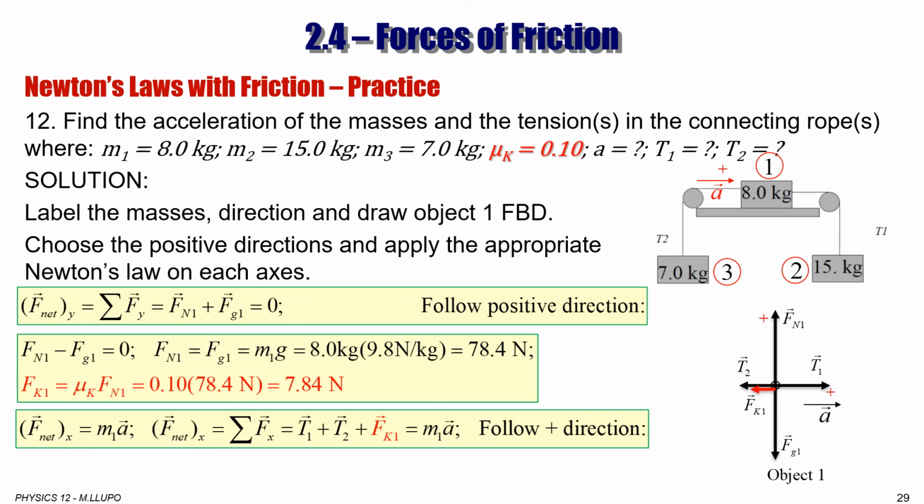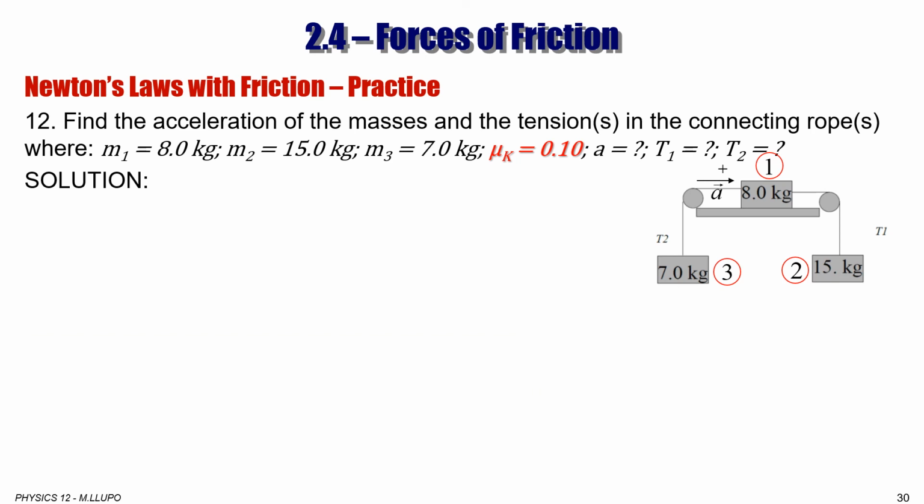Okay, and we go to the x-axis, where we do have acceleration. So the sum of all forces is equal to m1a. The sum of all forces is T1 plus T2 plus Fk1 equal to m1a. Now we can follow the positive direction. Acceleration here is positive and T1 is positive. Those two are opposite, so they are negative. So let's do it: T1 minus T2 minus Fk1 is equal to m1a, and that will be equation number 1.